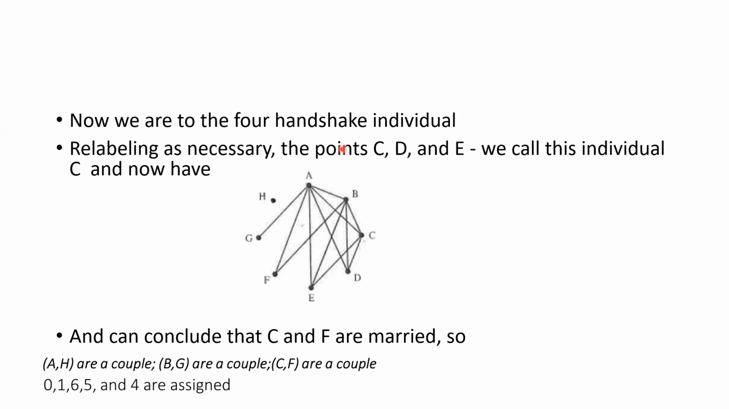Now we're down to the 4 handshake individual. Now relabeling as necessary the points C, D, and E, we call this individual C. And now we have this as our diagram. And from this, we can conclude that C and F are married. So we have concluded that A and H are a couple, B and G are a couple, C and F are a couple, and now we've assigned 0, 1, 6, 5, and 4.